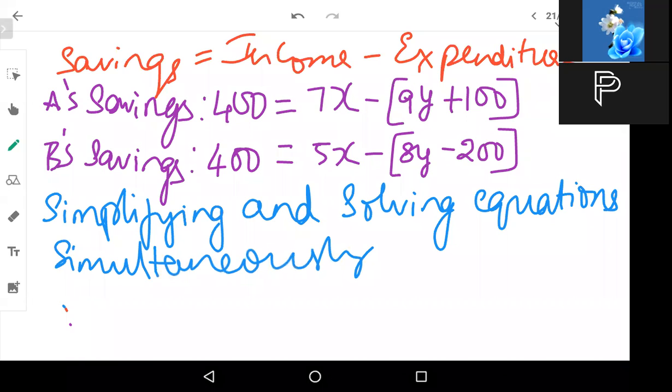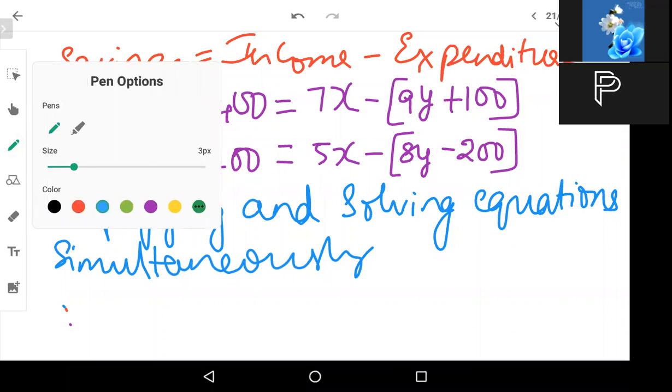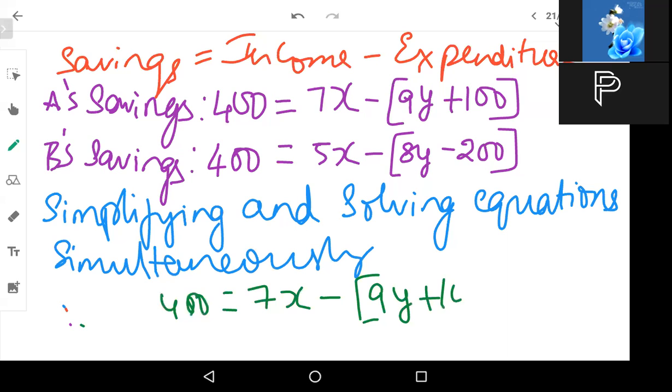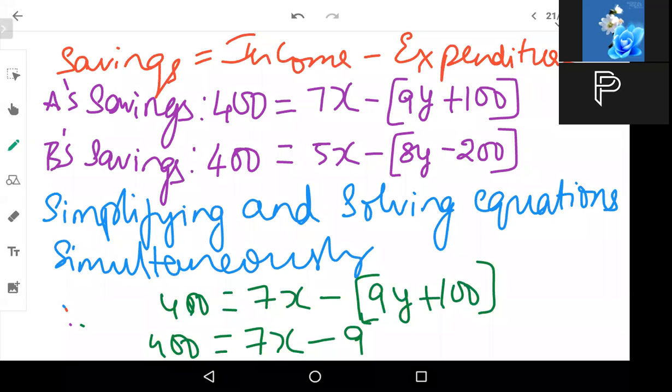Simultaneously. So let us take the first equation. The first equation is 400 is equal to 7x minus (9y plus 100). So let us remove the brackets first. Since we are removing the bracket, we have to multiply. There is no number, so we'll consider 1 as the number. Minus 1 into 9y is minus 9y. Minus 1 into plus 100 is minus 100.